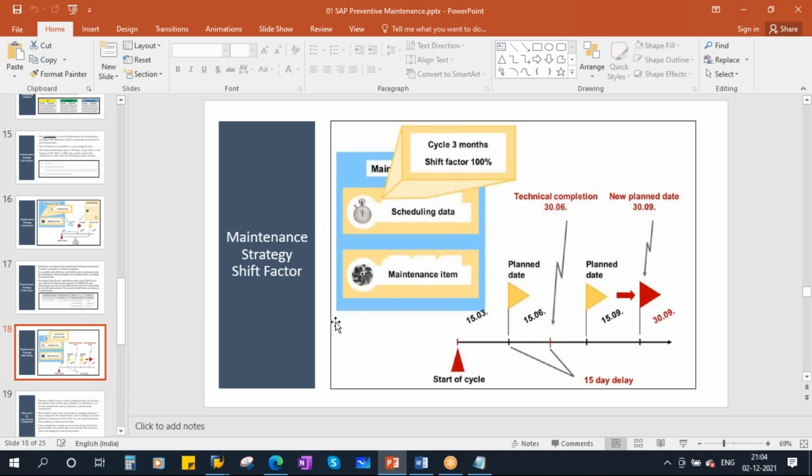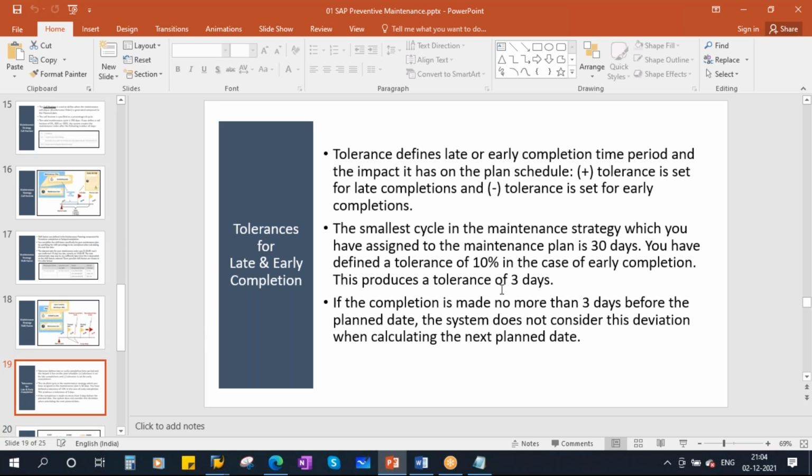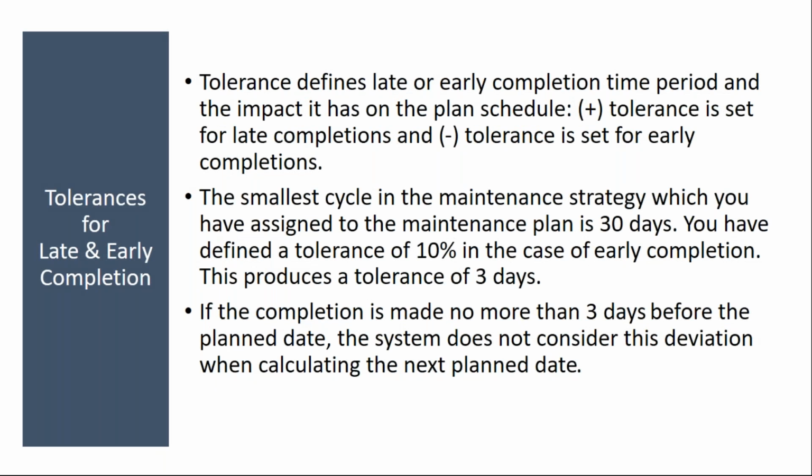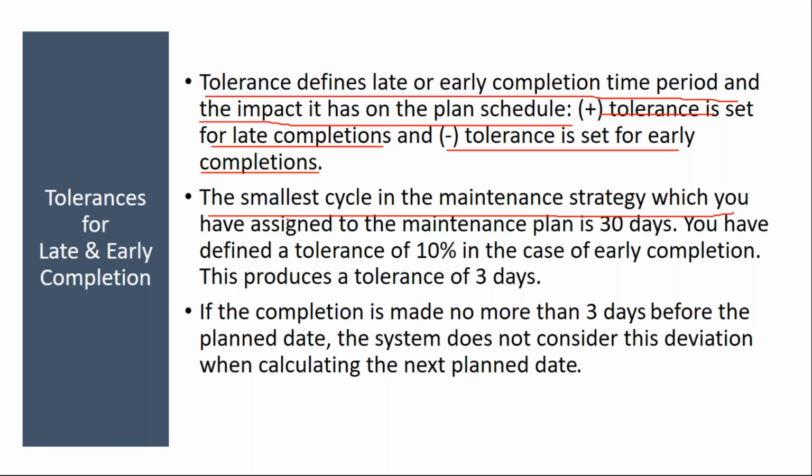So we will understand what is the tolerance for late completion. Okay. Now tolerance defines late or early completion time period and the impact it has on the planned schedule. Plus tolerance is set for late completion and minus tolerance is set for early completion. Suppose the smallest cycle in the maintenance strategy which you have assigned to the maintenance plan is 30 days. So normally let's say your cycle time is 30 days.